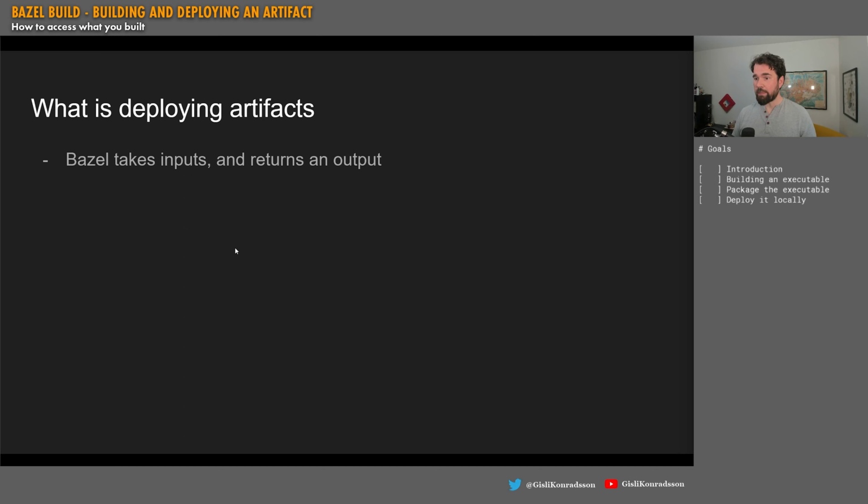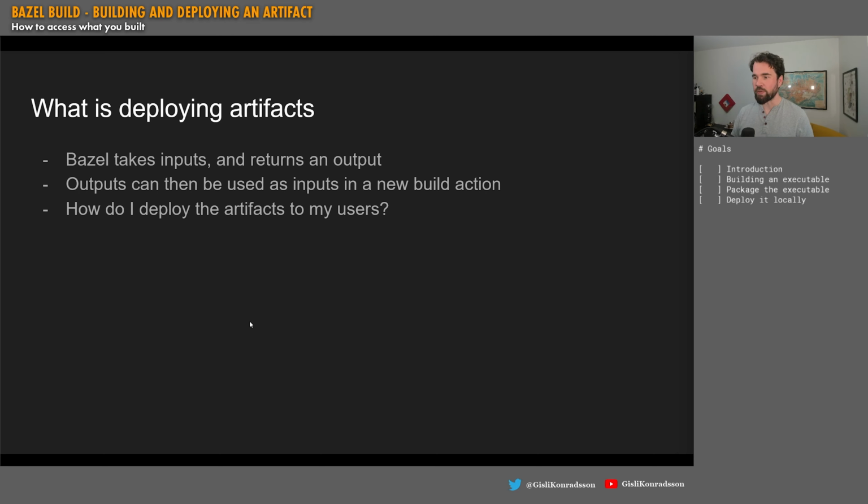Bazel is really good at just taking inputs, doing something with the inputs, and then returning an output. So this is for things like taking source files, compiling them, and returning an executable. The outputs can also be used as inputs into new actions, which is really cool, because then you can break your build environment into small pieces that can be built, cached, and then tested individually. That's one of the powers of using Bazel.